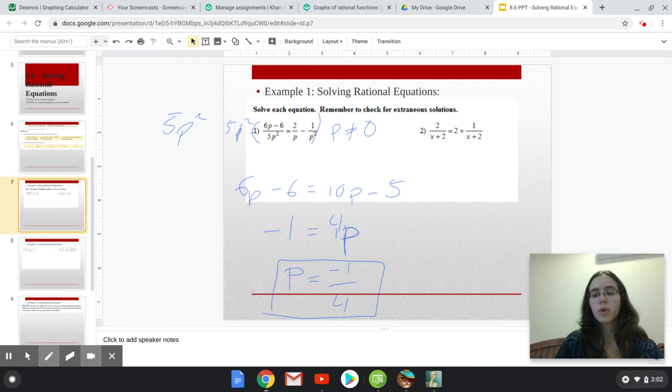All right, so hopefully that helps. Just figure out what your common denominator is, just like you've been doing, and then just multiply everything by that. And then you're good to go. Basically, it just becomes an equation that you already know how to solve.